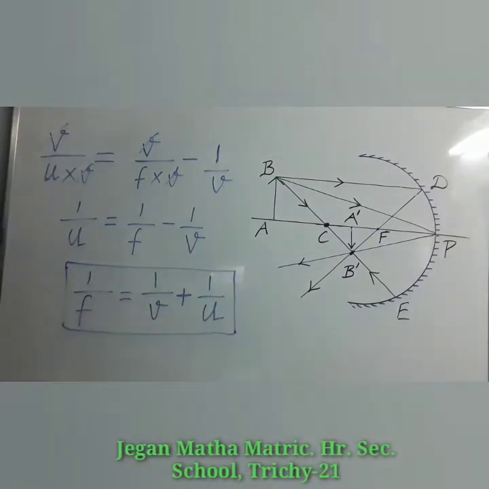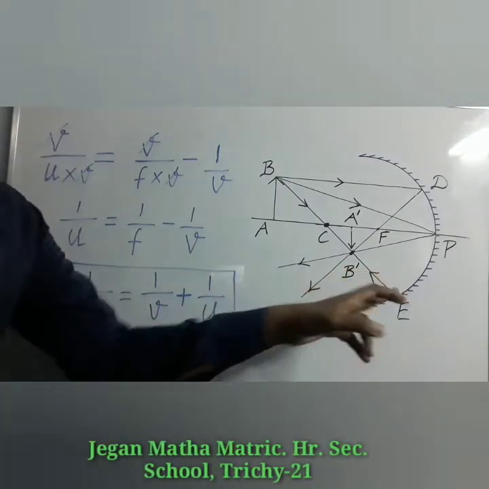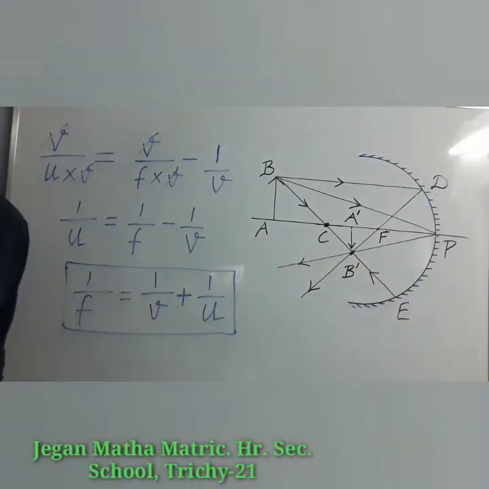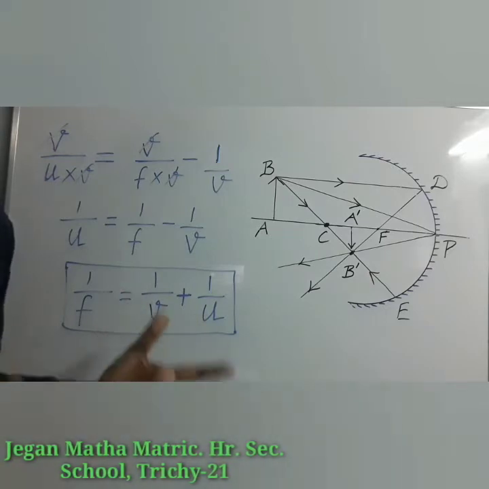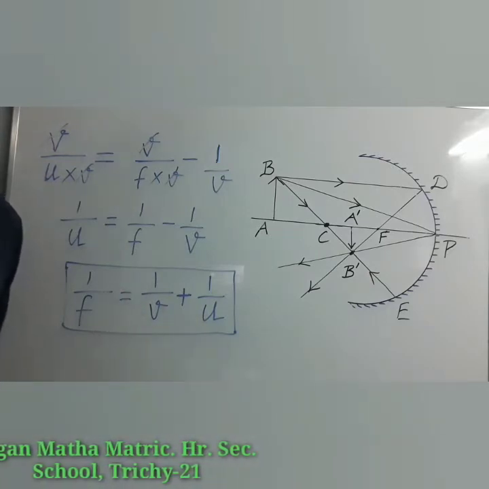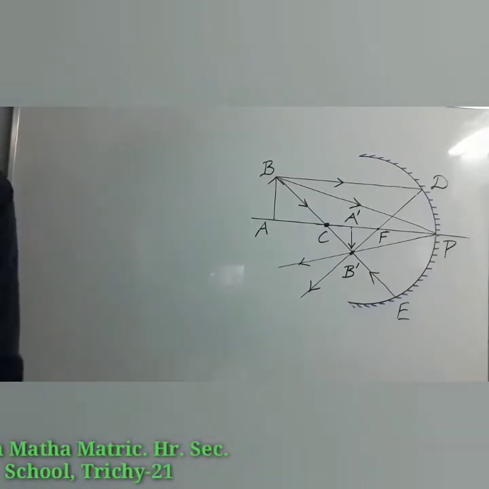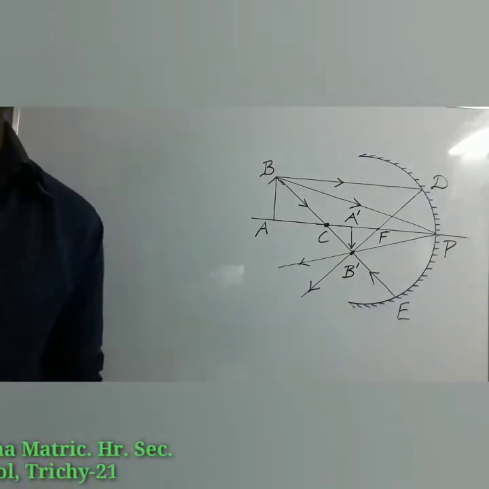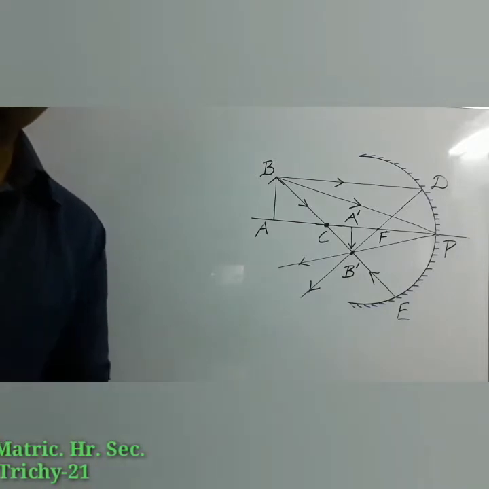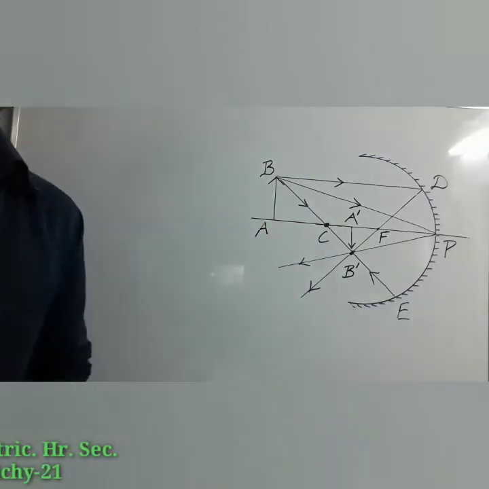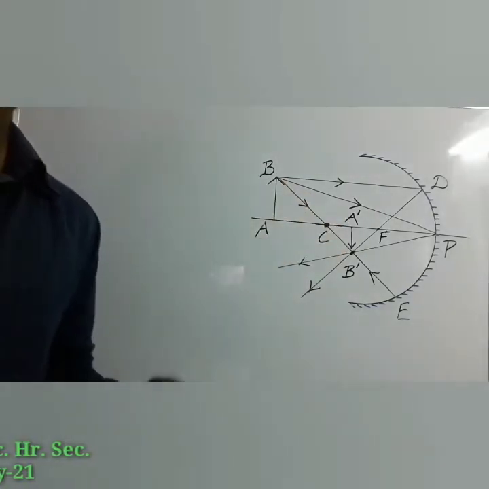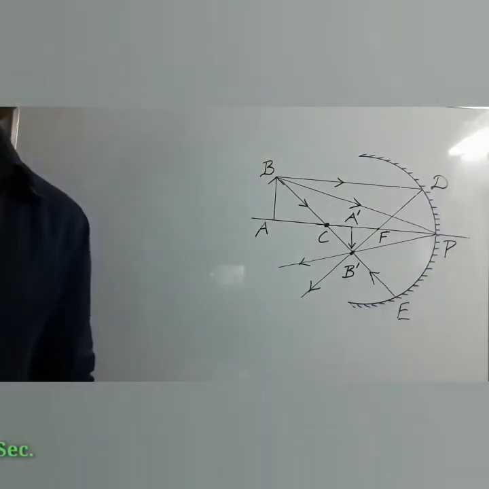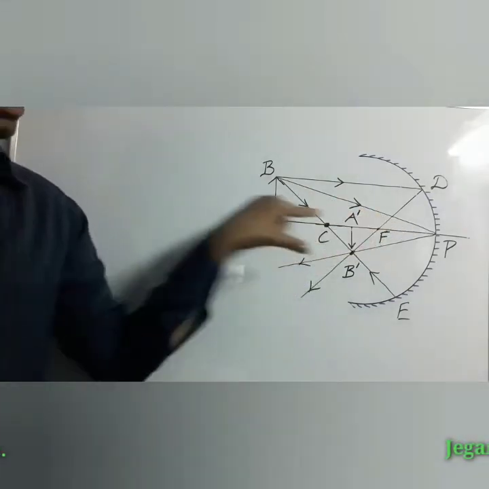Even though this equation is derived from a special situation for the concave mirror, it is applicable for any spherical mirror in other situations. Let us discuss the lateral magnification in spherical mirrors. The lateral or transverse magnification is defined as the ratio of the height of the image to the height of the object. The heights of the object and the image are measured perpendicular to the principal axis.